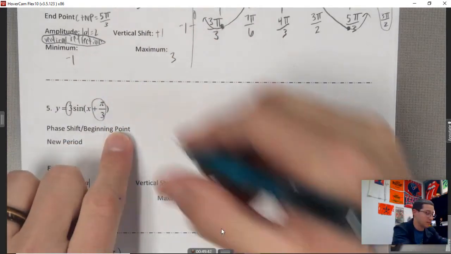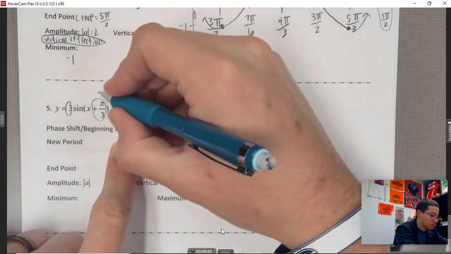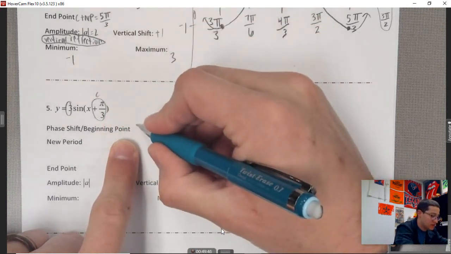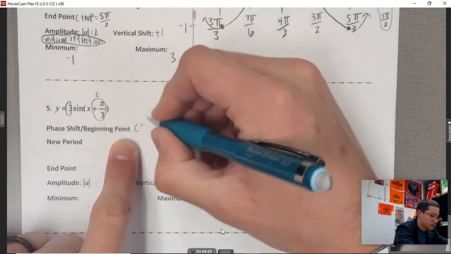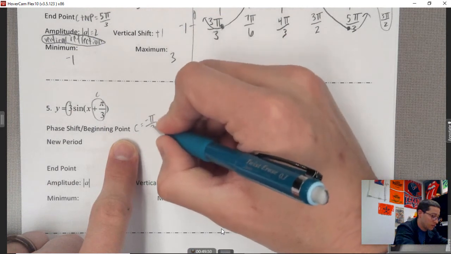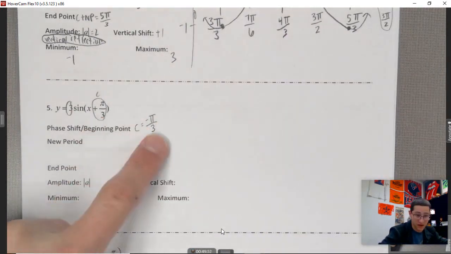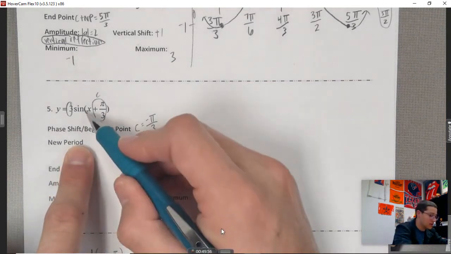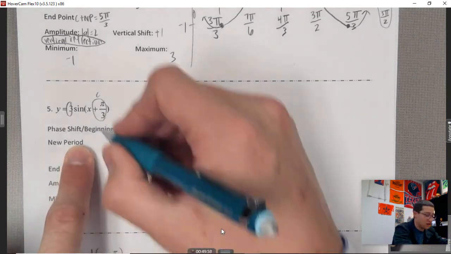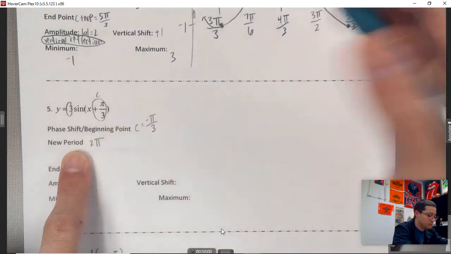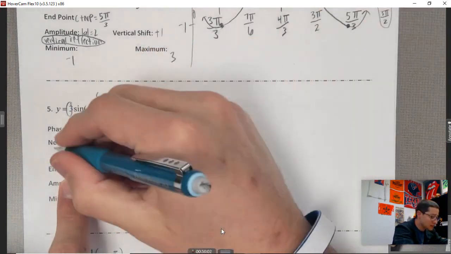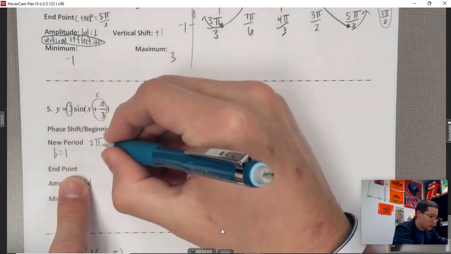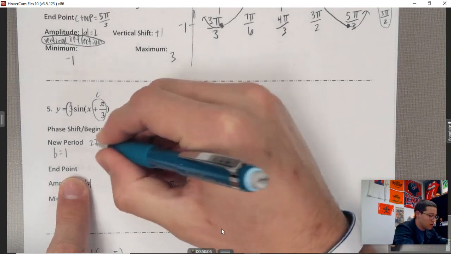Phase shift, beginning point. Okay, that's going to be your C. Your C value is negative pi over 3. It's negative because this is adding. The new period, period doesn't change. I don't have anything right here, so it's just going to be 2 pi. Technically a B value of 1, but a new period of 2 pi.